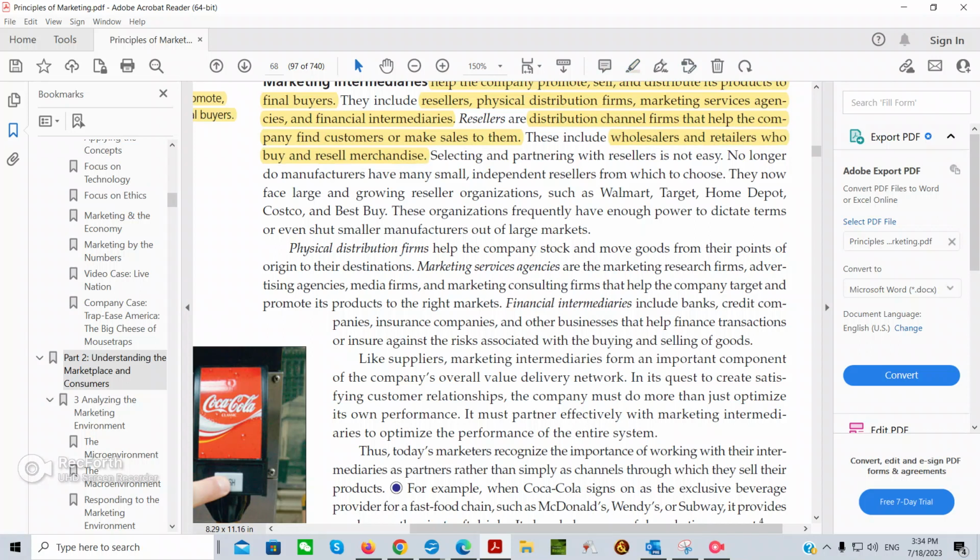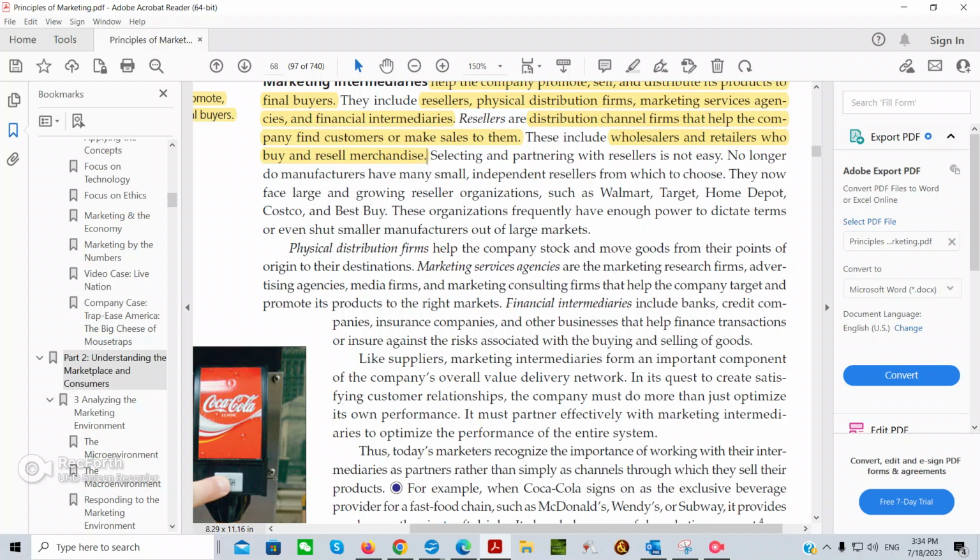Okay. Now, selecting and partnering with resellers is not easy. No longer do manufacturers have many small independent resellers from which to choose. They now face large and growing reseller organizations like Walmart, Target, Home Depot, Costco, and Best Buy. Those organizations frequently have enough power to dictate terms or even shut smaller manufacturers out of large markets. Why? Because they can leverage them out, such as undercutting them, underpricing them, buying out inventory. There are different tactics they can use to undercut the smaller one.